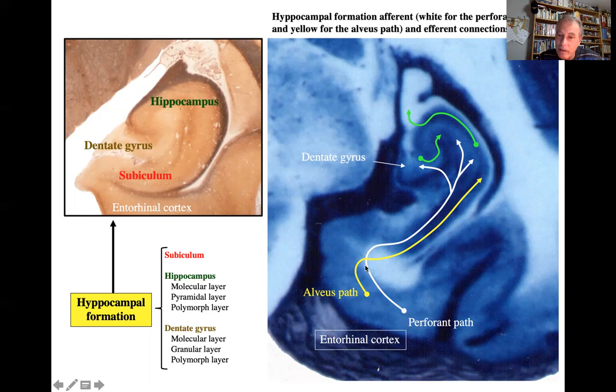The alveus path goes up to the hippocampus, and the perforant path goes to the hippocampus and to the dentate gyrus. And from the dentate gyrus, cells enter the hippocampus again. And all the fibers from the hippocampus leave the hippocampus, forming the alveus hippocampi, and these fibers are going to form the fornix, right here.